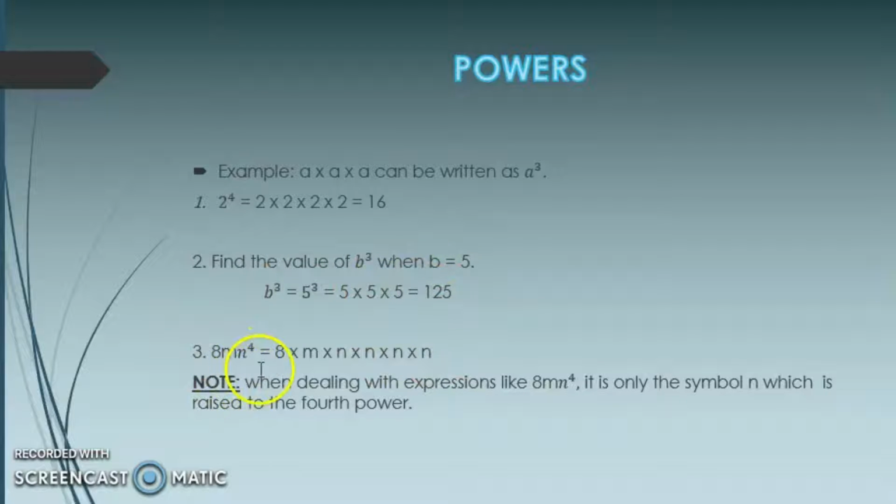In the next example, you need to note that when dealing with these expressions, it is only the symbol n that is raised to the 4th power. So 8 multiplied by n and multiplied by n, multiplied by n, multiplied by n. So only n needs to be multiplied 4 times.